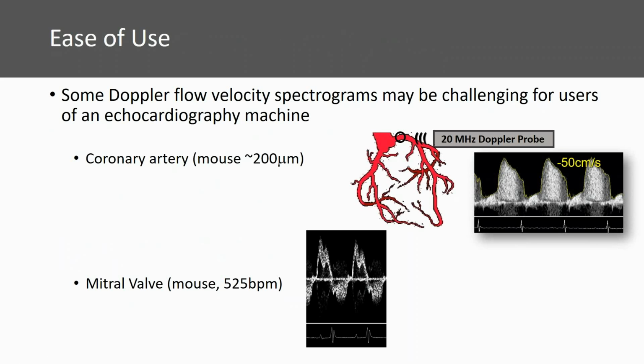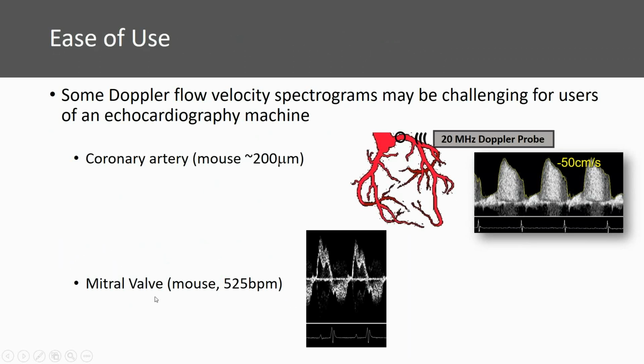Moving on to the next thing which differentiates the Doppler and the echo system. There's a few waveforms that prove challenging for some users on the echo system, specifically the coronary artery and the mitral valve. Not surprisingly, the coronary artery is challenging on the mouse as it measures around 200 microns. We have many customers who have purchased our system almost exclusively for measuring flow velocities through this vessel, looking at coronary flow reserve as an example.